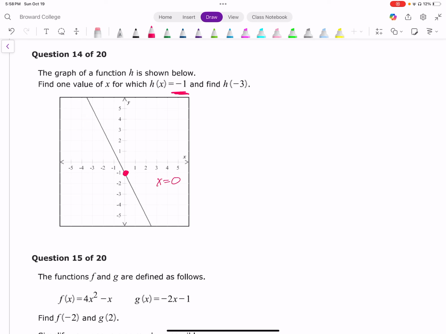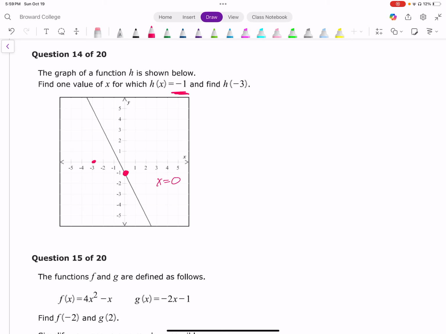So one value I can find where h of x is negative 1 is at x equals 0. And for h, negative 3, I'm saying x is negative 3 in this case. So now what would be your f of h? So I'm looking for negative 3 on my x value, which is right here. Negative 3, right here.